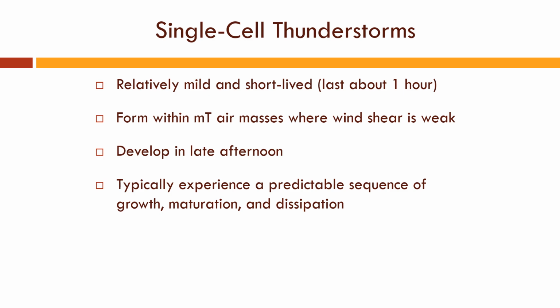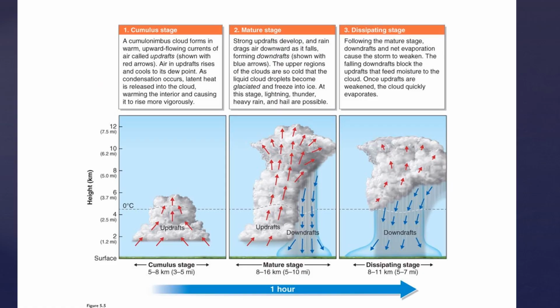The wind shear within these air masses is typically very weak. And single cell thunderstorms develop mainly from convective activity, from surface heating, if there is enough moisture around, and they tend to develop in the late afternoon. We see this a lot, warm days. With a single cell thunderstorm, they experience very predictable sequences of growth where they mature, they rain out, and then they die, or we say dissipate. Let's take a look at that.